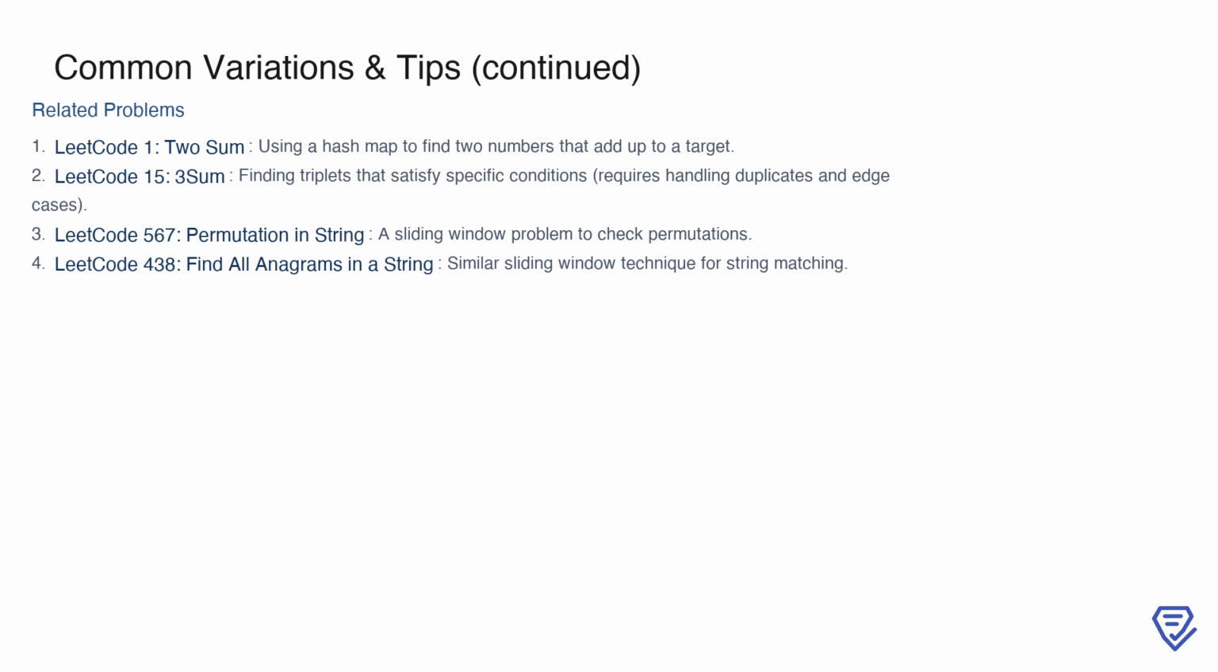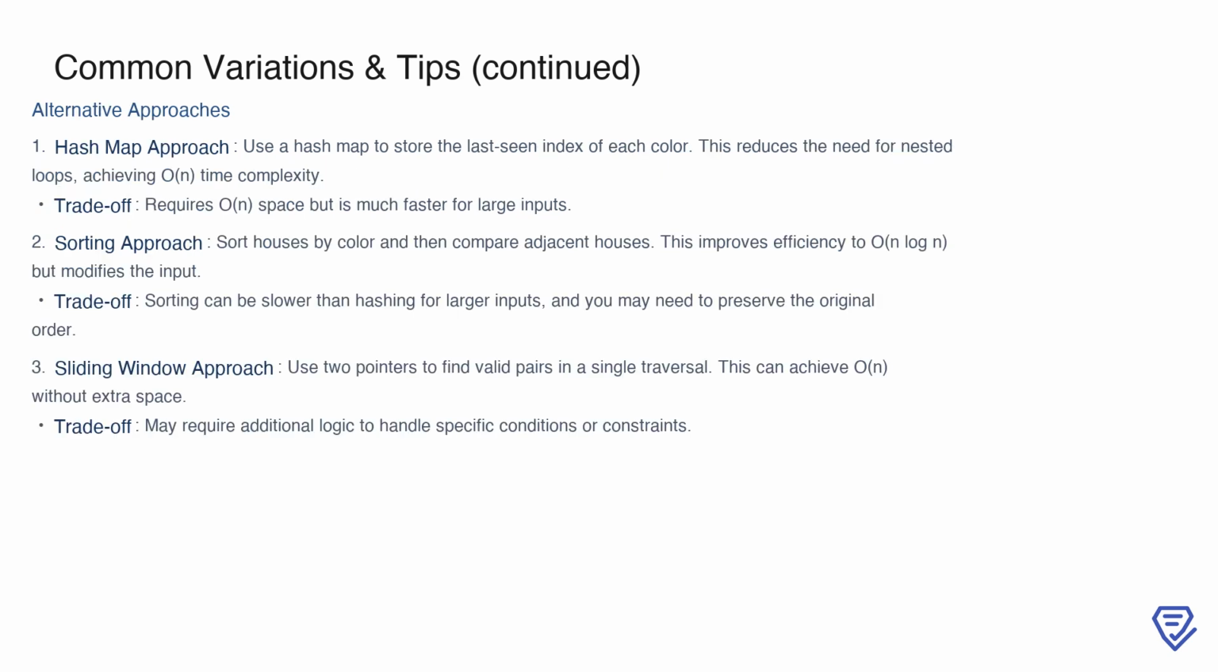There are several alternative approaches to solving this problem, each with its own trade-offs. The hash map approach involves storing the last seen index of each color, allowing you to find the furthest houses in O(n) time complexity. While this is fast, it does require extra space, which may not be ideal for memory-constrained environments. Another method is the sorting approach, where you sort the houses by their colors and then compare adjacent houses. This reduces the complexity to O(n log n), but modifies the input array, which can be a drawback if the original order needs to be preserved.